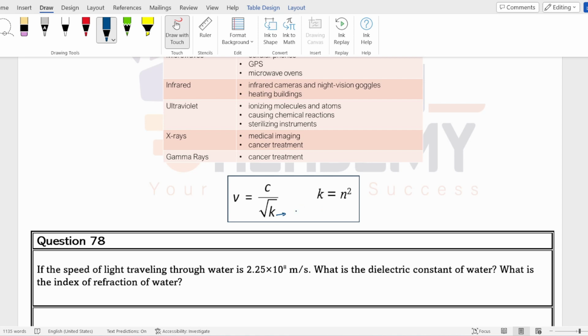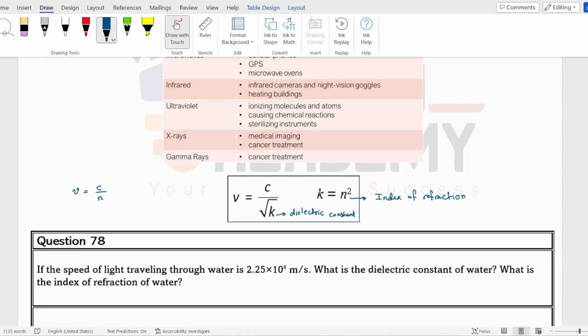Then what is this? This is the dielectric constant. It is unitless and it depends on the type of the medium that we are talking about. طيب what is n? n is the index of refraction. Since k is equal to the square of n, that means also that v is equal to c over n.